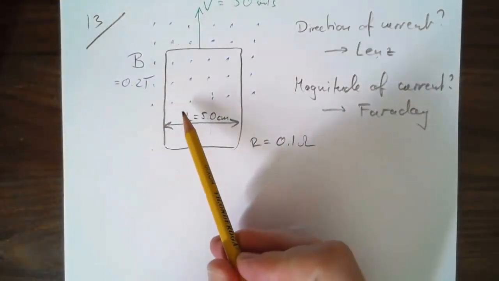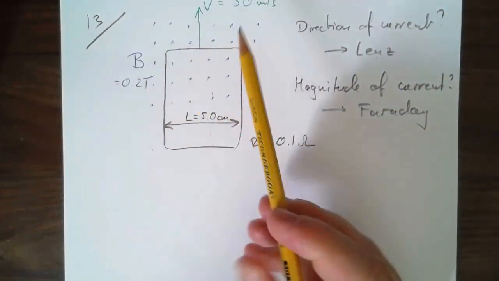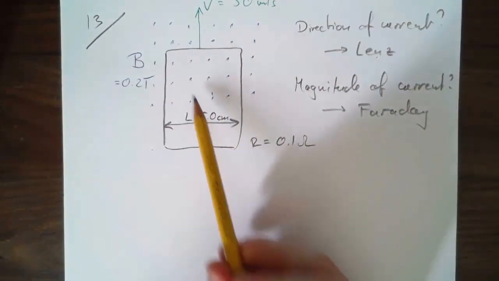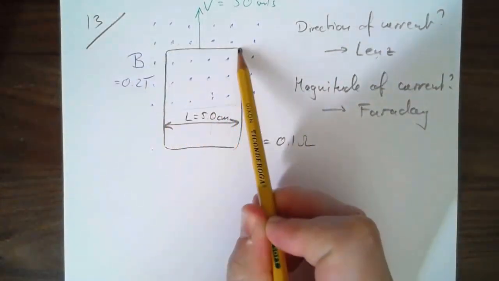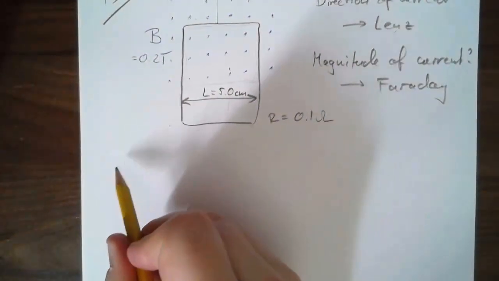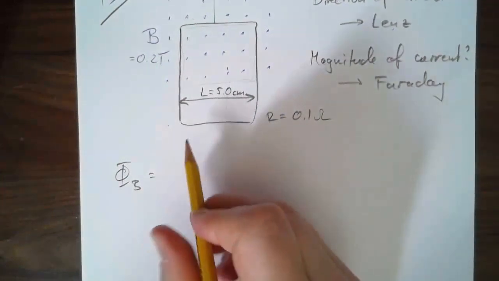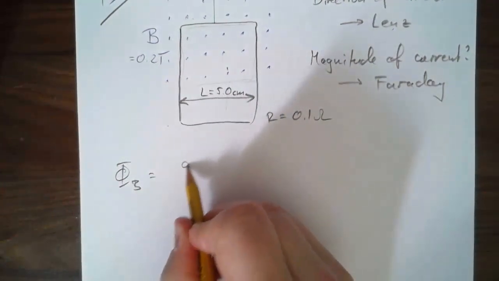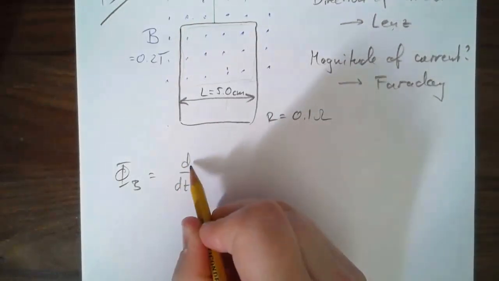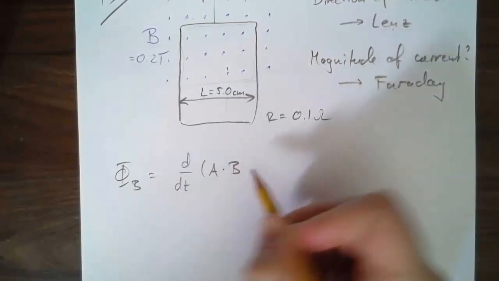So, what is changing? Is B changing? No, B is not changing. The area is changing. The area of the loop, the rectangle, isn't changing, but the area that contains magnetic field is changing, and that's the area that counts. So my flux that gets induced is going to be d/dt of the area times the magnetic field.